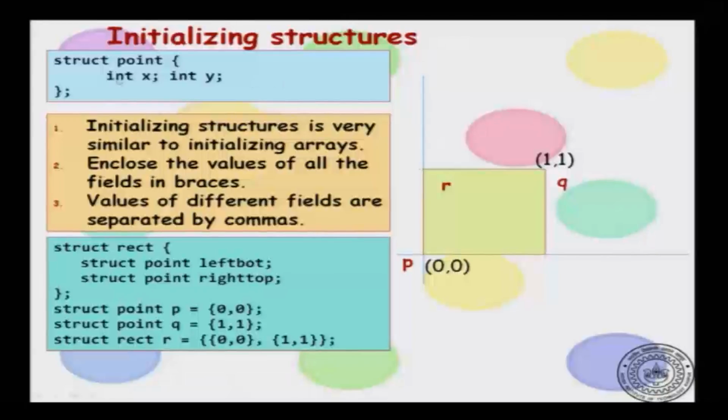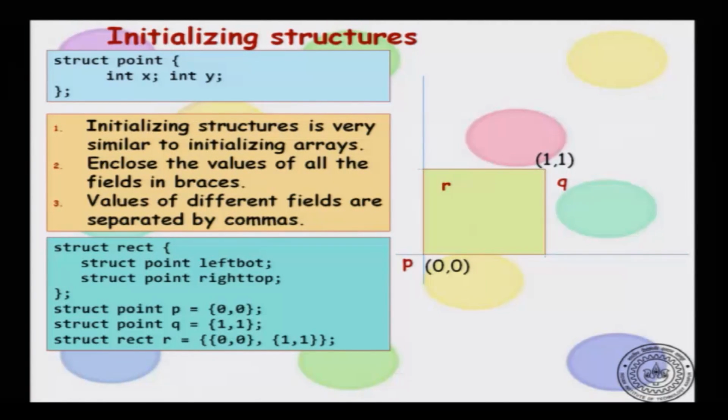Suppose you have struct point with int x and int y. How would I initialize it? I would say struct point p equal to 0 0. This means that the first field in point, that is x, is assigned 0. The second field, that is y, is assigned 0 as well. Similarly, if I say struct point q equal to 1 1, it says q dot x equal to 1 and q dot y equal to 1.